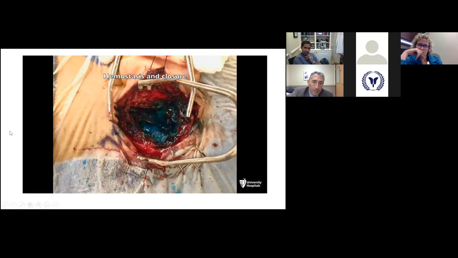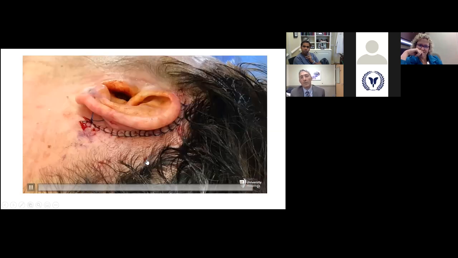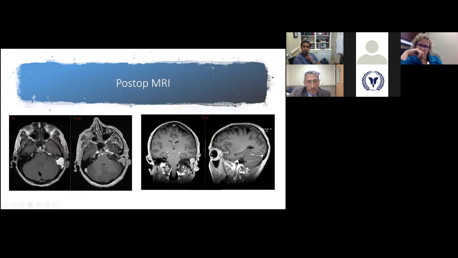We'll talk about closure methods next week or in 2 weeks, but fat graft and seal is very important. Obviously, you can't reconstruct the dura with the translabyrinthine approach. And so closure and meticulous closure technique is very important. And you can see the fat graft here in the postoperative MRI and a good resection of the tumor. She actually did very well, did not have any significant facial weakness postoperatively.